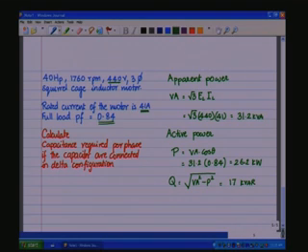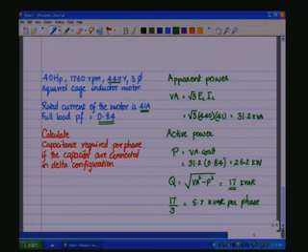So when the machine operates as a generator, it has to supply 17 kVAR. The capacitance components should supply 17 kVAR, or each phase should supply 17 by 3, which is 5.7 kVAR per phase.